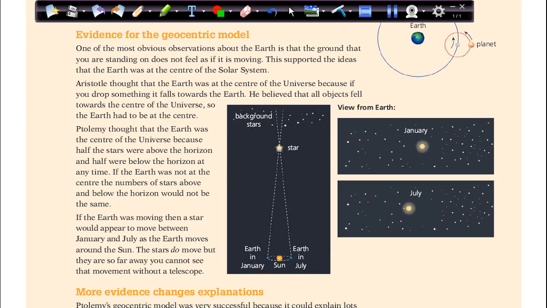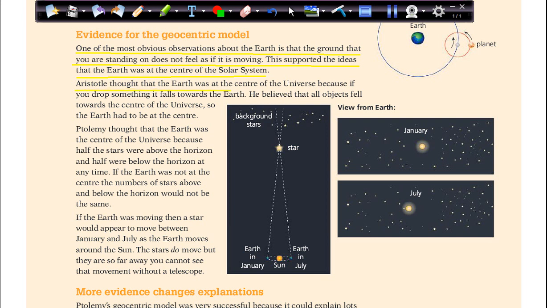Evidence for the geocentric model. One of the most obvious observations about the Earth, that is the ground that you are standing on, is that it doesn't feel as if it's moving. This supported the idea that the Earth was at the center of the solar system. So astronomers observed that we don't feel the movement of the Earth as we are standing, or the movement of the ground. So they said this supports our explanation that the Earth is in the center of the solar system, or the center of the universe.